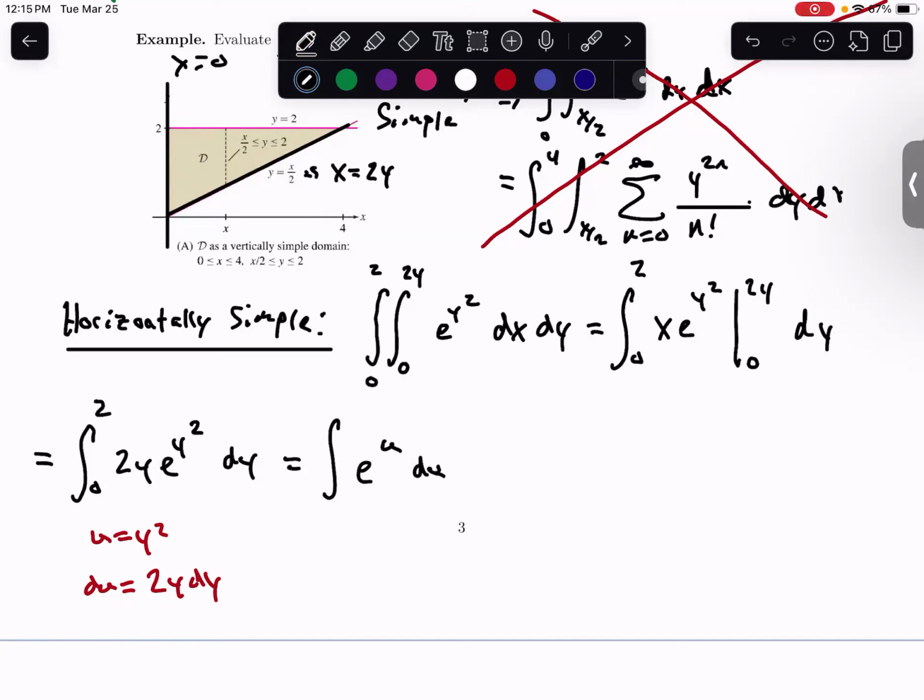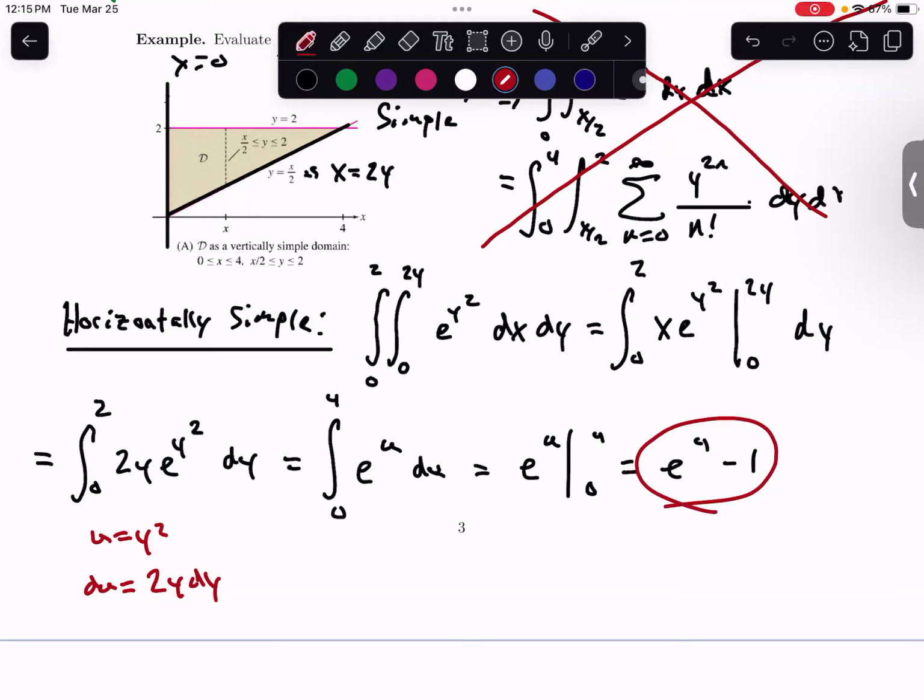I'm just going to change the limits of integration. If we plug in y is equal to 0 into u, this will become 0. If you plug in y is equal to 2 into this, you get 2 squared, which is 4. So this ends up just being equal to e to the u evaluated from 0 to 4, which is equal to e to the 4th power minus 1.